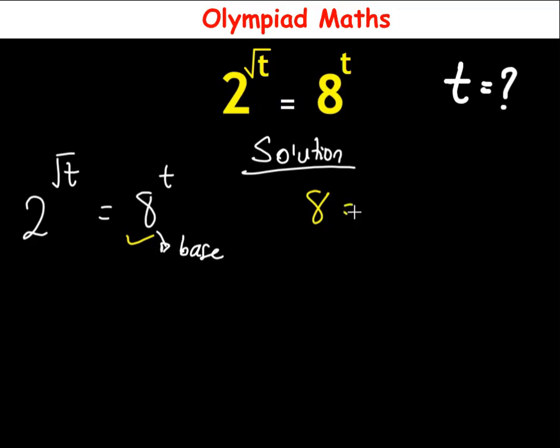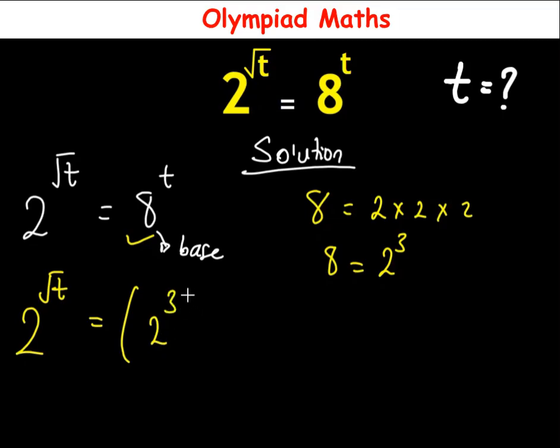Now, 8 is equal to 2 times 2 times 2, and 2 times 2 times 2 is 2 raised to power 3. So, 8 is equal to 2 raised to power 3. So, with respect to 2, we are going to bring in 2 raised to power 3 to replace 8. So that becomes 2 raised to power root t is equal to 2 power of 3, so 2 raised to power 3, then we have power of t here.